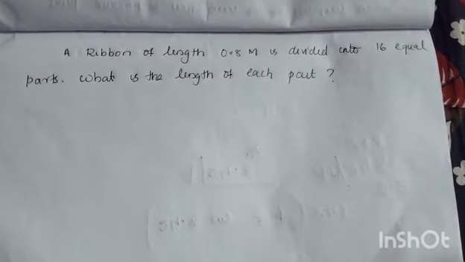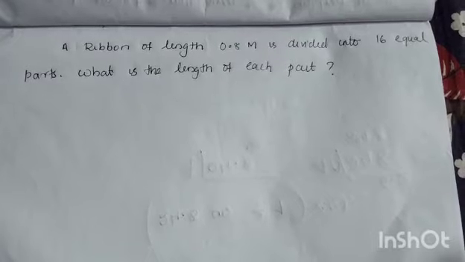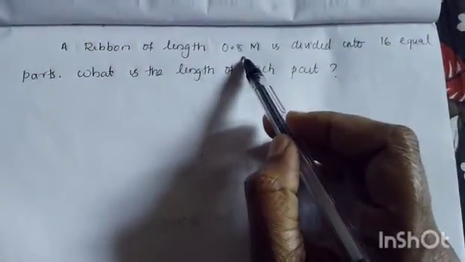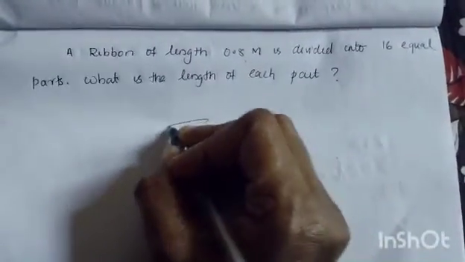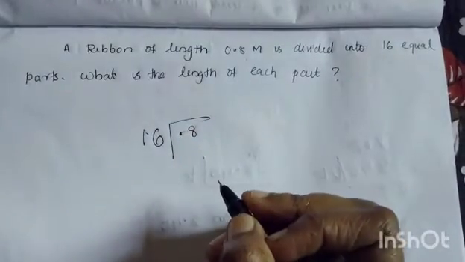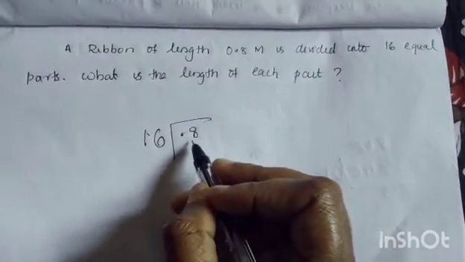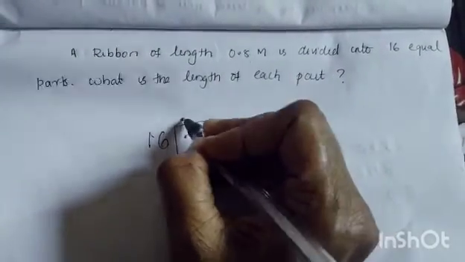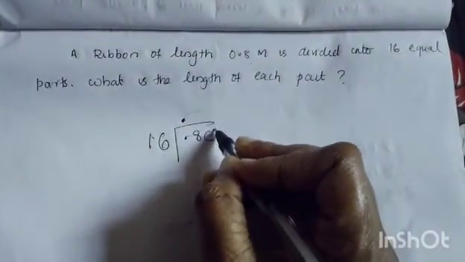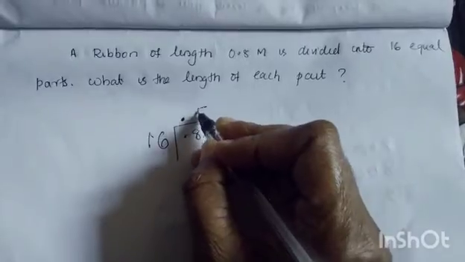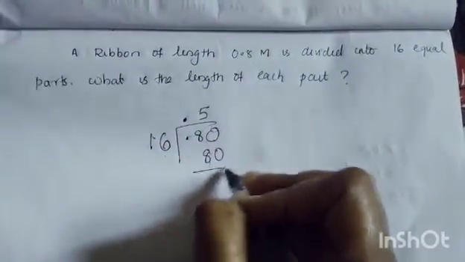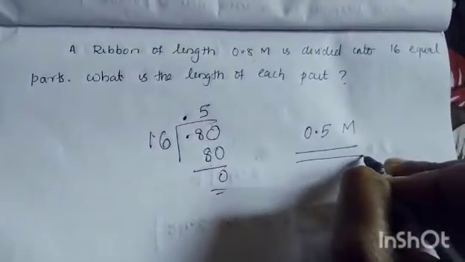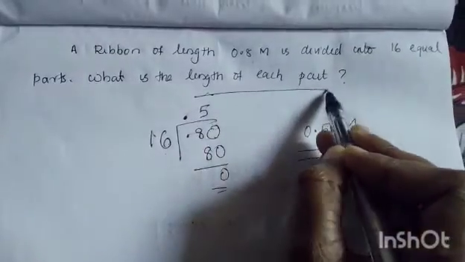The next question: a ribbon of length 0.8 meter is divided into 16 equal parts. What is the length of each part? Here the total length is 0.8. We need to find out the 16 equal parts. 0.8 divided by 16. 8 is not a multiple of 16. So we want to make a point and give a 0 here. 80. 5 16s are 80. So the answer is 0.5 meter. 0.5 meter is the length of each part here.